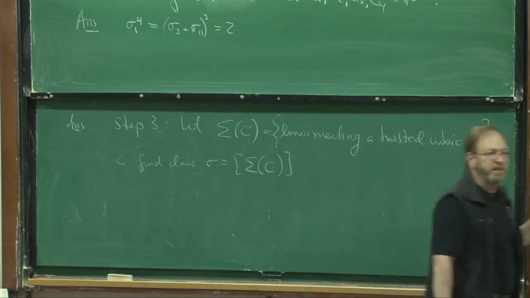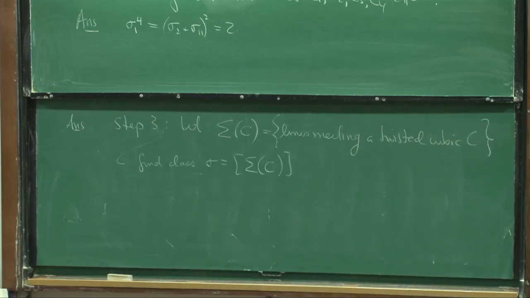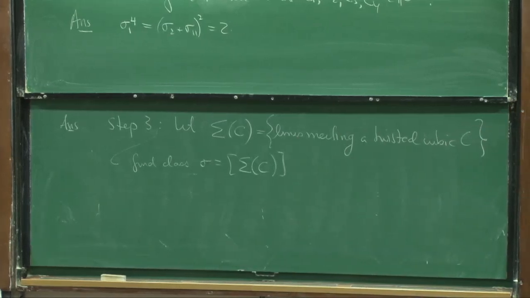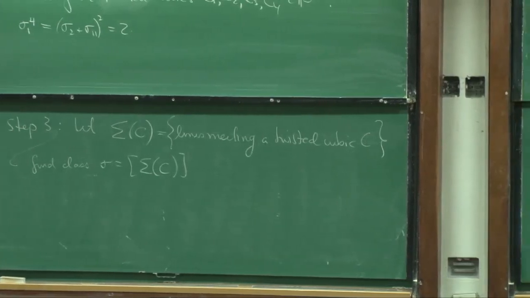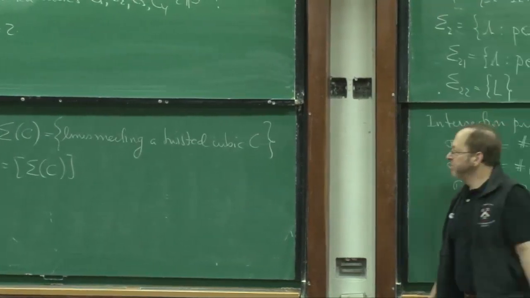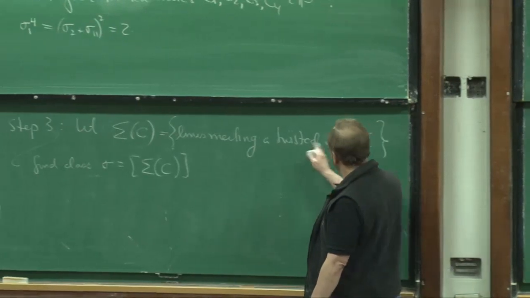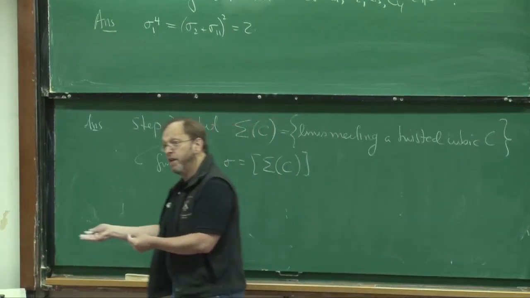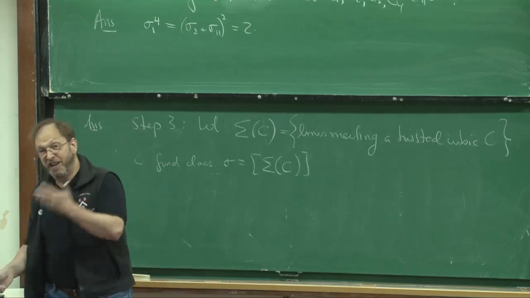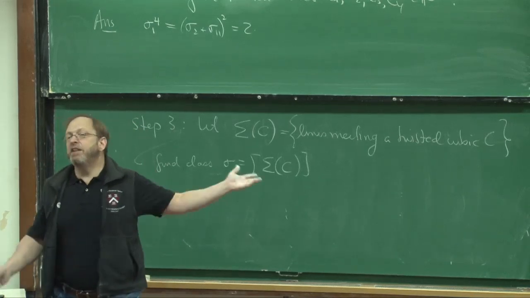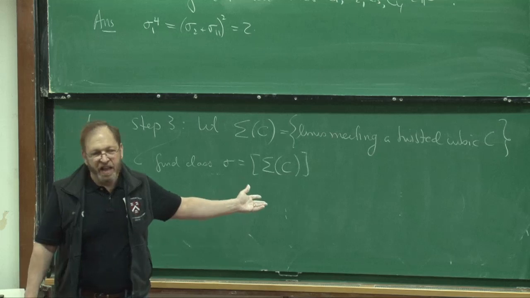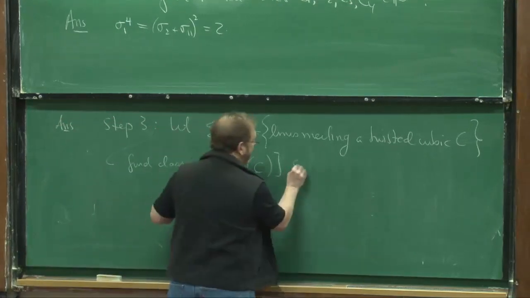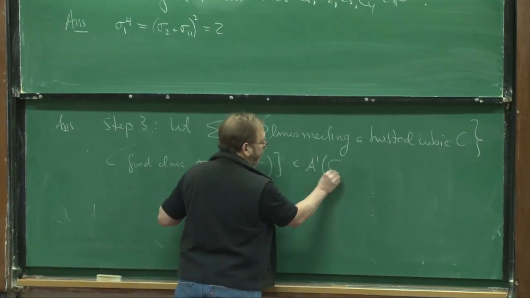What's the dimension of that cycle? We should ask that first. How many lines, dimensionally, meet a twisted cubic? That's not hard. For every point on the twisted cubic, there's a 2-parameter family of lines passing through that point, and you have a 1-parameter family of points, so it's a 3-dimensional variety. That means, in particular, this class is going to live in A1 of G.